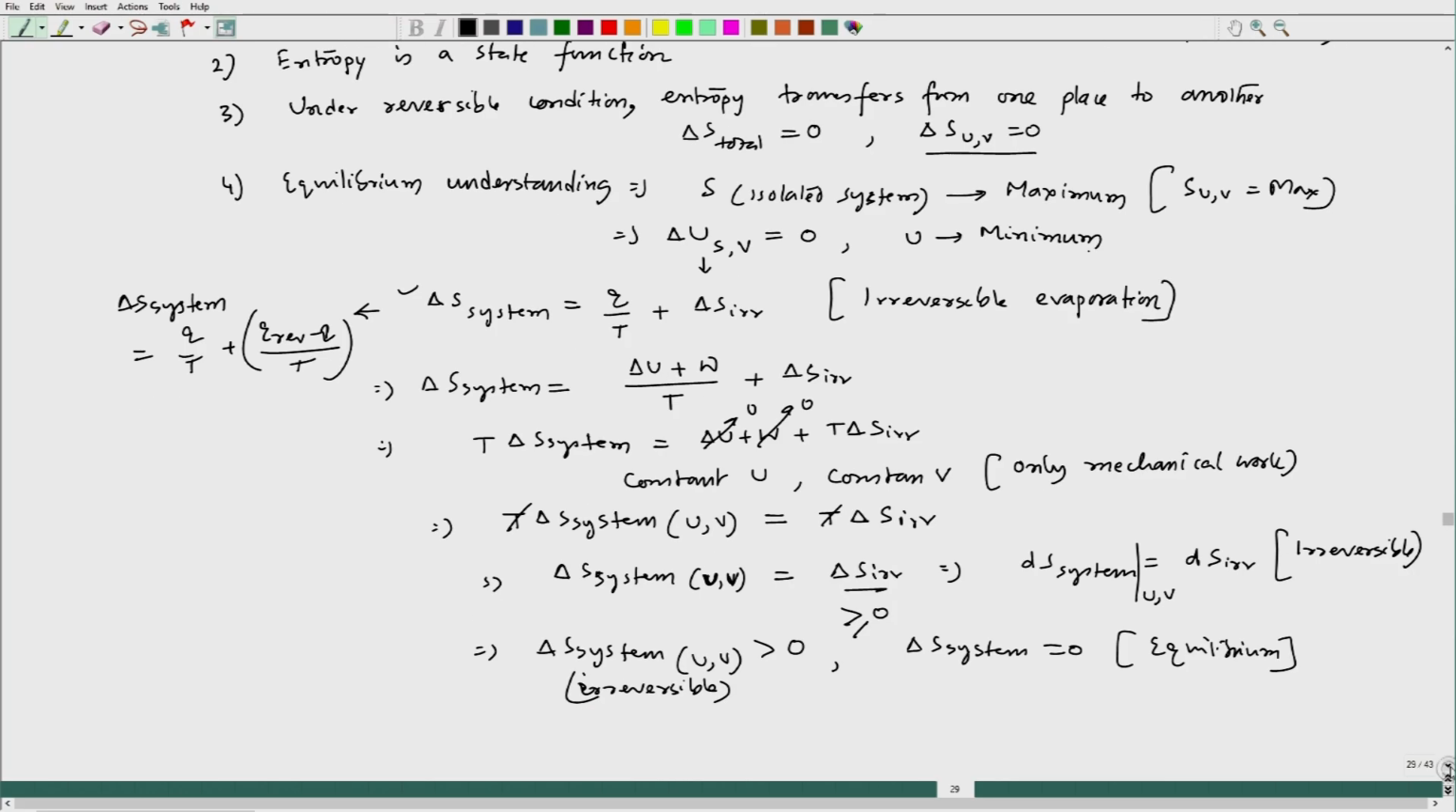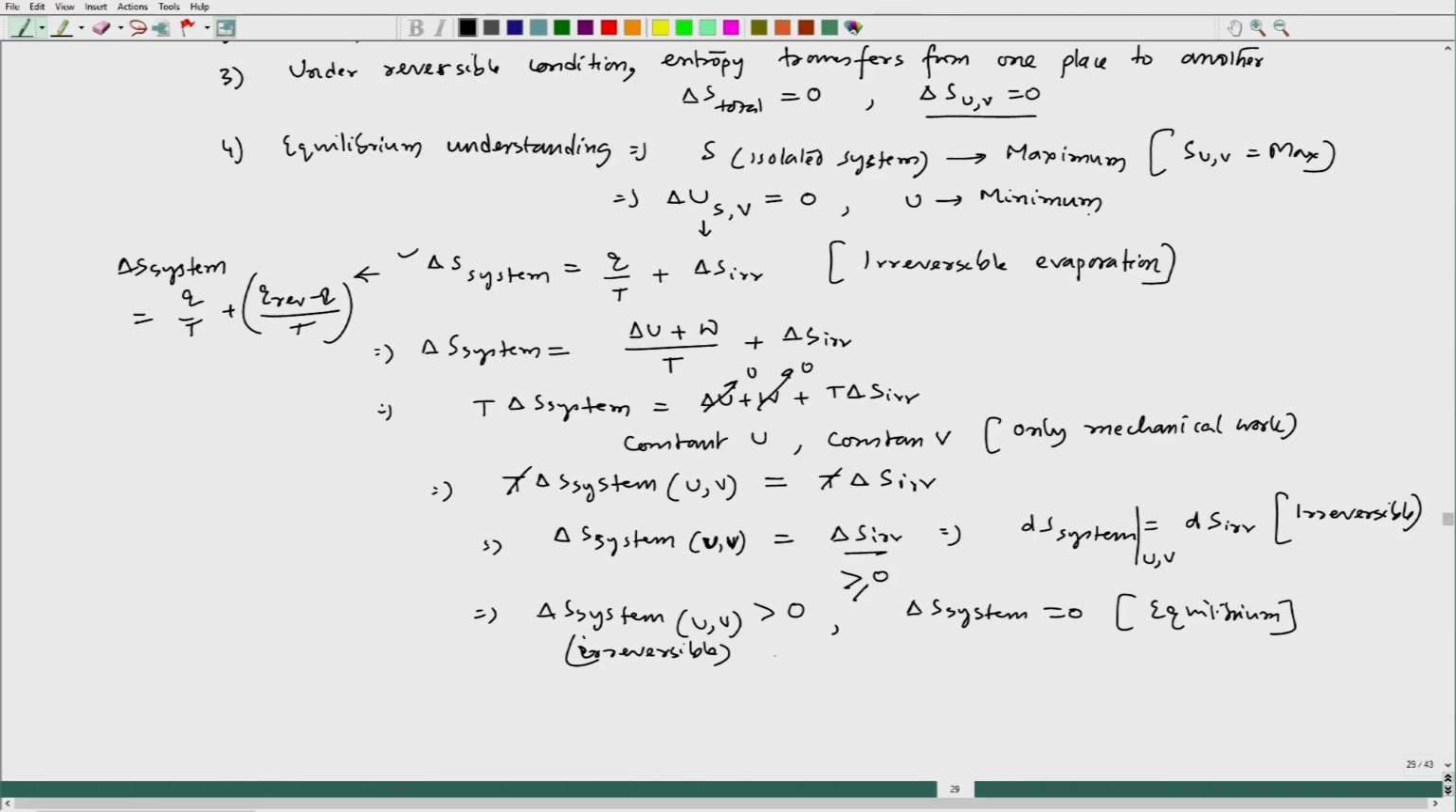Okay. So, it is very clear that when an irreversible process happens under constant internal energy and volume, the system entropy goes up, and when it starts to reach equilibrium, the degree of increase of entropy gradually goes down.